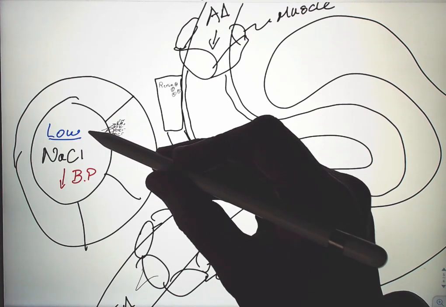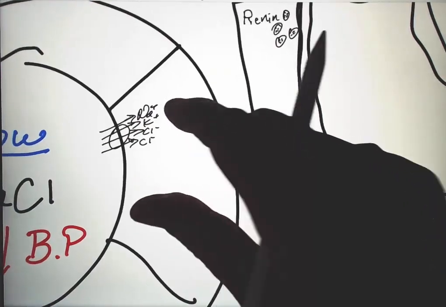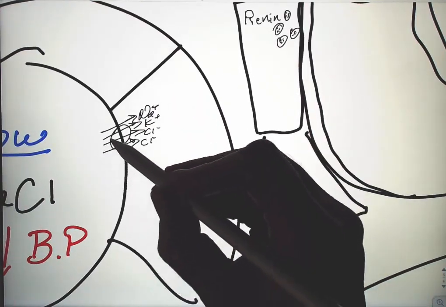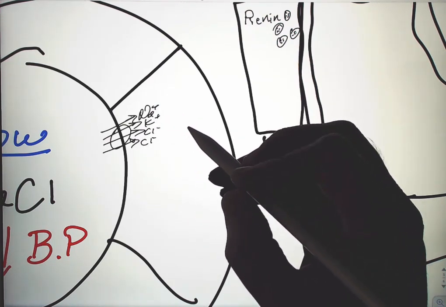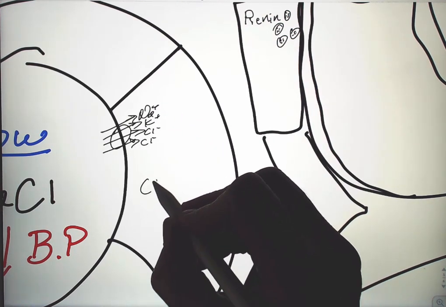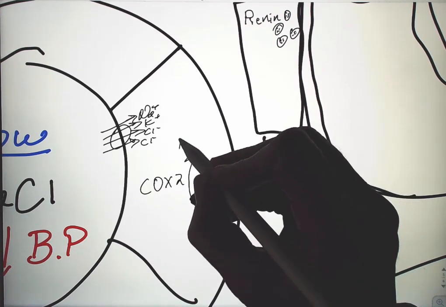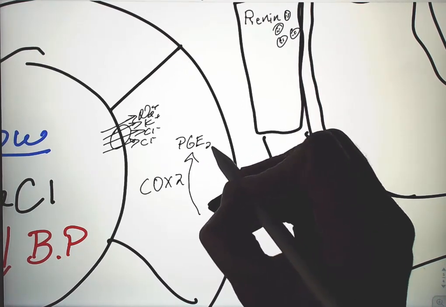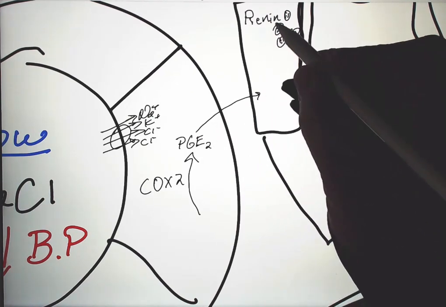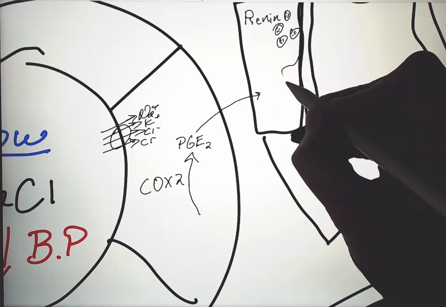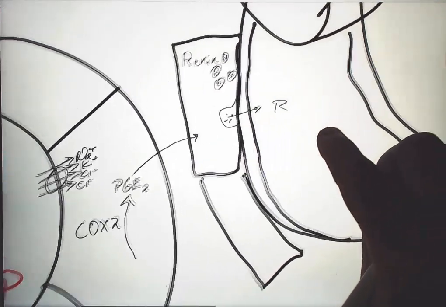When the concentration of salt in the distal convoluted tubule is low, blood pressure is also usually low. Let's zoom in on this macula densa cell and see that the NKCC transporter is moving in less sodium, potassium, and chloride. The cell shrinks. Under those conditions, an enzyme, COX-2, is activated. COX-2 converts a precursor into prostaglandin E2, a paracrine signaling chemical. That binds to receptors in the renin-secreting cells and causes secretion of renin into the afferent arteriole.